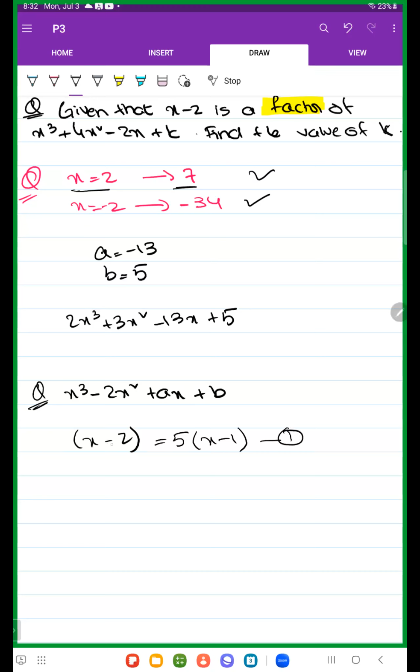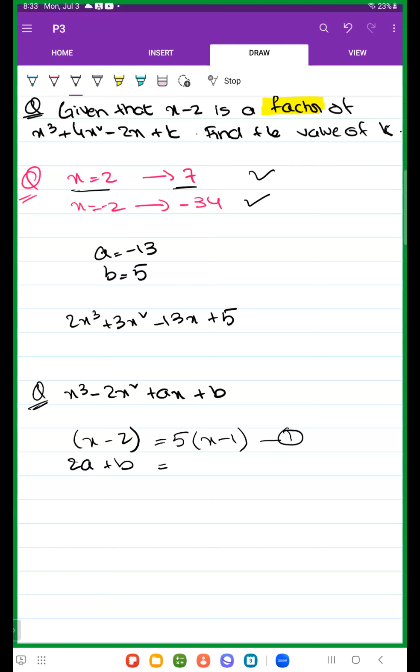So I will put in x as 2 first. Can you put in x as 2? It's going to be 2 cubed minus 2 into 2 squared, so 0, and 2a plus b. This is my equation that I got by putting in x as 2. Did you get the same equation?